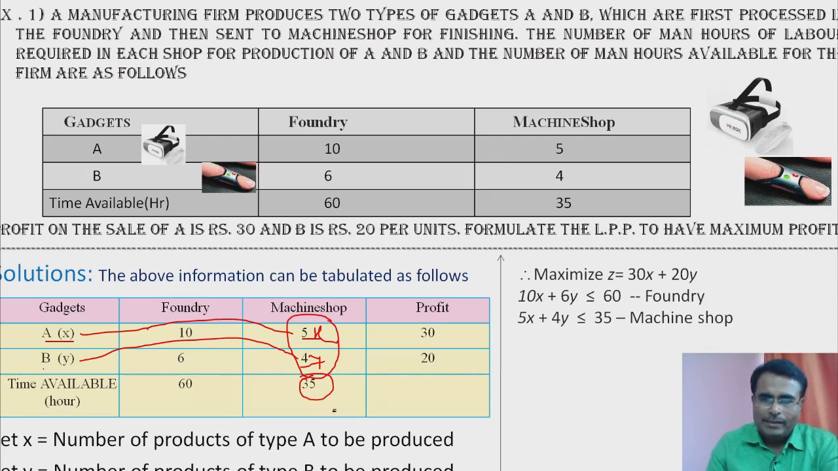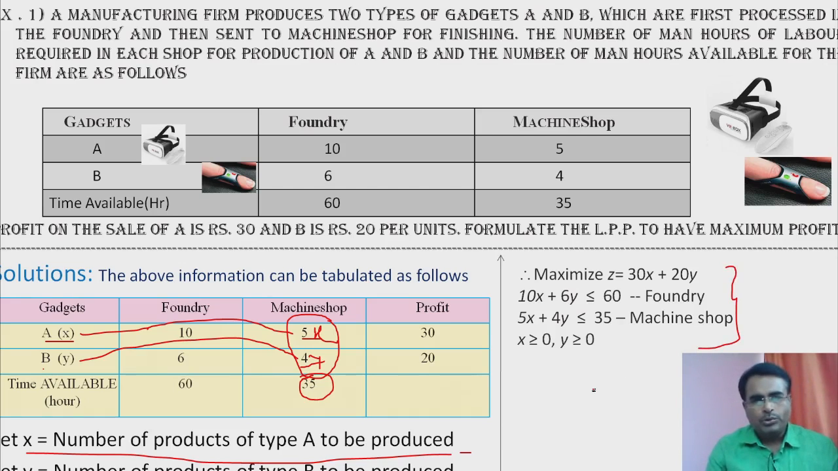Now, it is clear that x and y are assumed to be the number of units of type A and type B products to be produced. Hence, we conclude that these products may not be negative. The number of products may not be negative. Hence, that also satisfies the non-negativity restriction: x greater than or equal to 0 and y greater than or equal to 0. So, this is your required LPP associated with the given production problem. Have you got it? Okay.